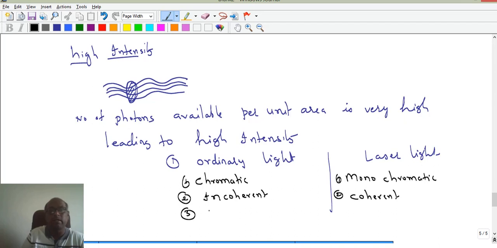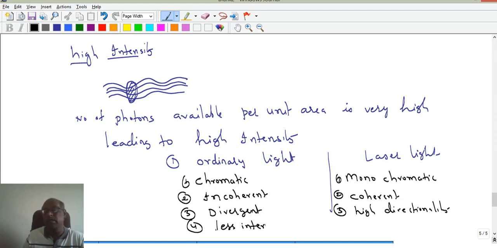Third difference, ordinary light is divergent, spreads in all directions. Laser light is highly directional. And the last one, ordinary light is less intense, whereas laser light has high intensity. So from all these characteristics, we can conclude that laser light is superior to ordinary light.